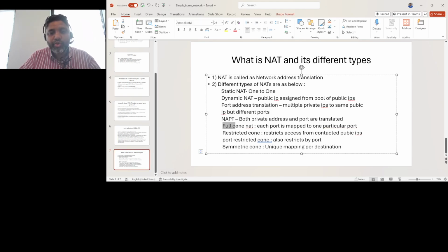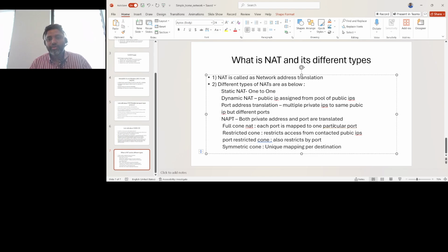One of them is full cone NAT. What is full cone NAT? Each port is mapped to one particular port. Once a private address is mapped to a public IP address, and this public IP address uses one particular port, then anybody in the public network, in the ISP backbone, can send to that particular IP address. It is very much used in gaming solutions, where one PC is adapted for full cone NAT.